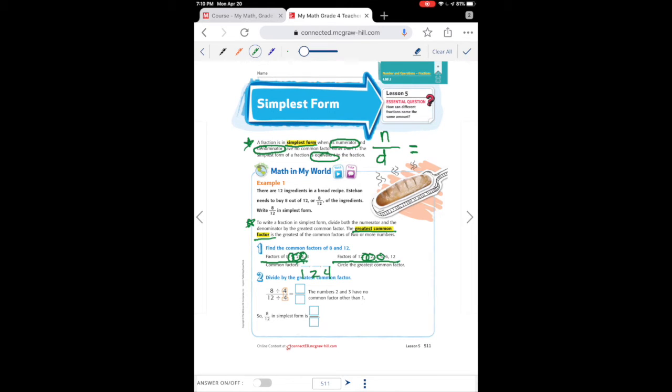So the greatest common factor is the highest factor that they have in common. So which number is the highest out of 1, 2, or 4? 4. So their greatest common factor is 4. Now what we need to do is divide 8/12 by 4. So we're dividing 8 by 4 and 12 by 4. 8 divided by 4 is 2. 12 divided by 4 is 3.